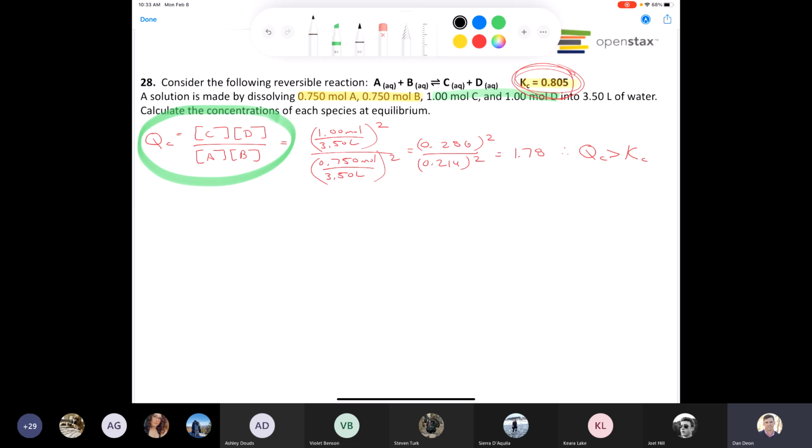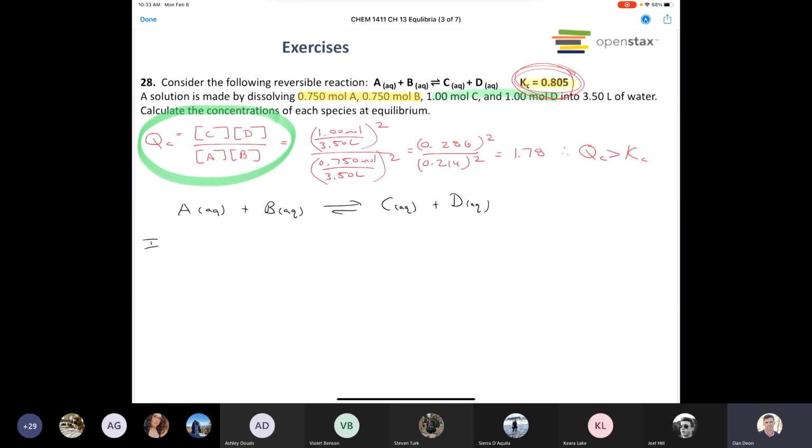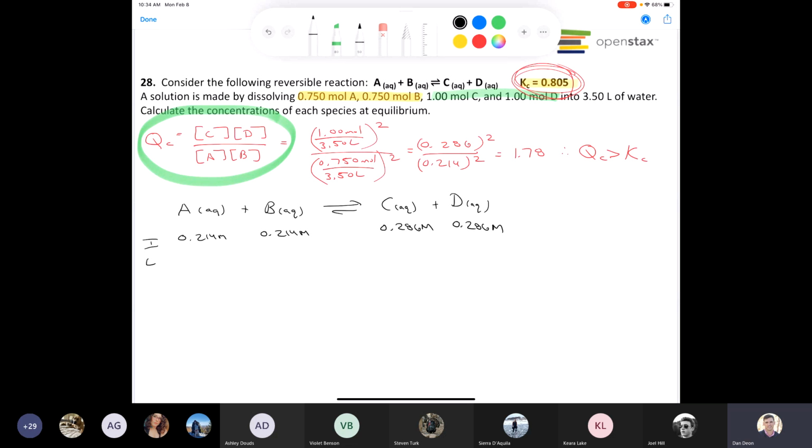Let's rewrite the equation. So we have A in the aqueous phase plus B in the aqueous phase in equilibrium with C plus D, like that. Okay, so initially we have 0.214 molar here, 0.214 molar there, 0.286 molar here, and 0.286 molar here, right? If you aren't able to solve using Le Chatelier's principle, using a Q, if you're not able to figure out what's going to happen, then you're not going to get the C part correct, right? And then even if you did all the math correct, you wouldn't end up with the correct answer.